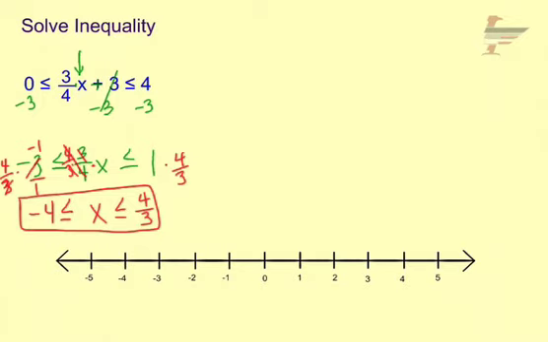Now because it's less than or equal to, those are our closed circles on the number line. So we need a closed circle at negative 4, and then we need a closed circle at 4/3.